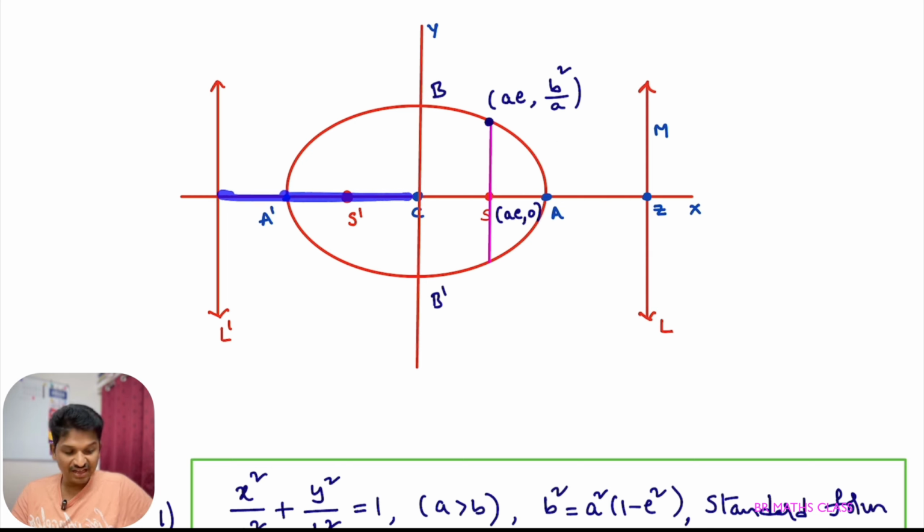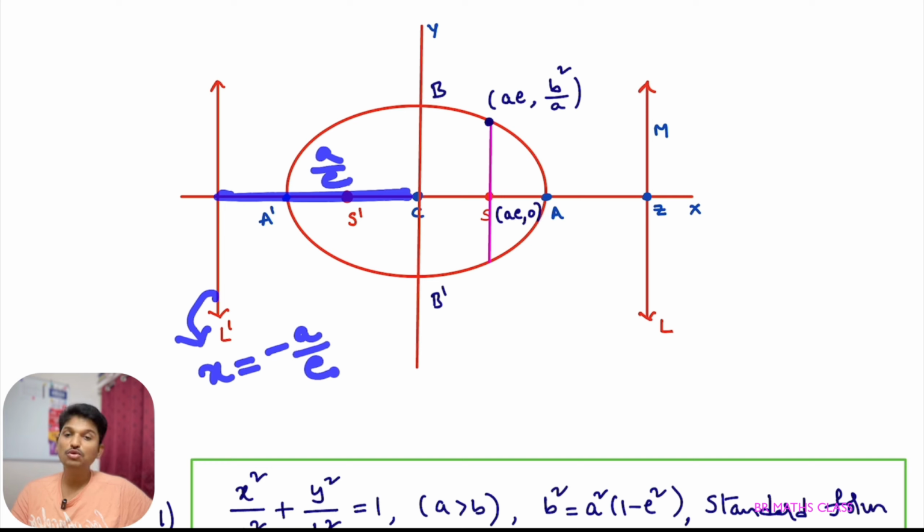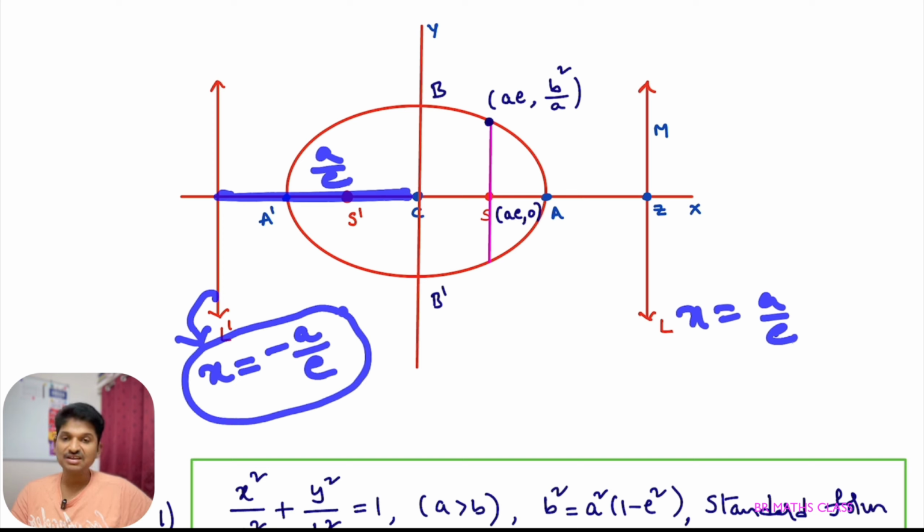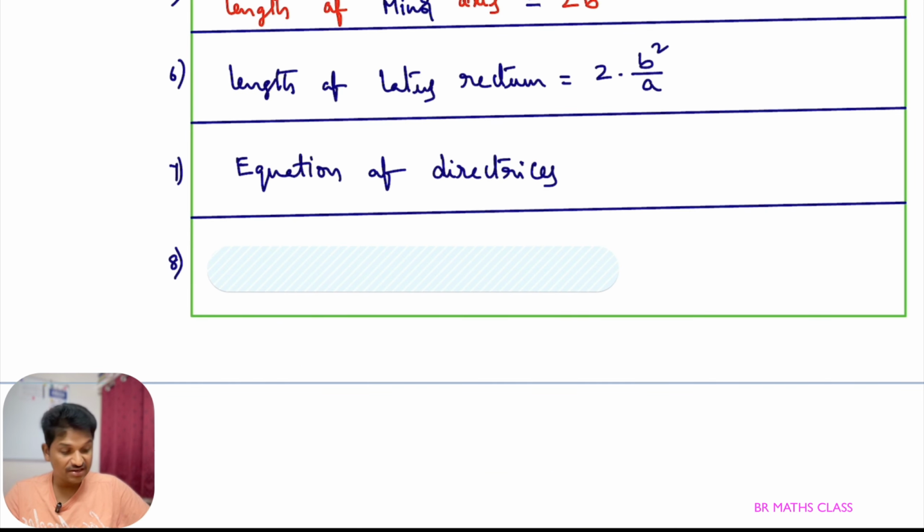And similarly, this length is also a by e, as it is on the left side of the origin. This line is parallel to y-axis, so its equation starts with x equal to. As it is on the left side of the origin, we'll write x equal to minus a by e. So one equation of directrix is x equal to a by e, and another equation of directrix is x equal to minus a by e. So the equations of directrices are x equal to plus or minus a by e. I hope you are understanding.